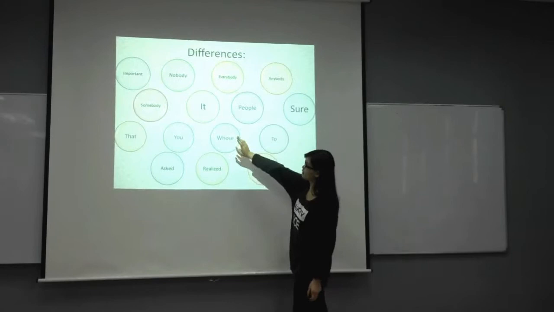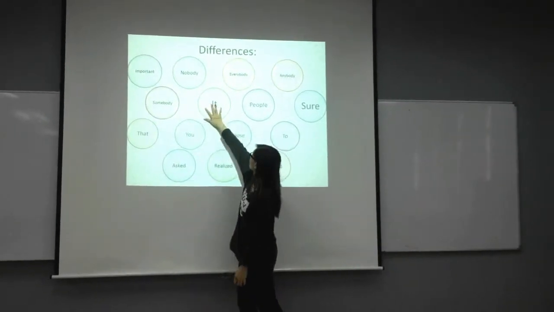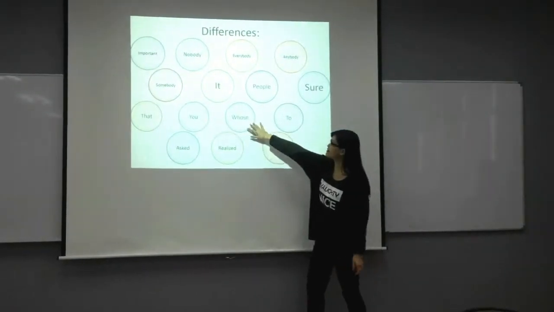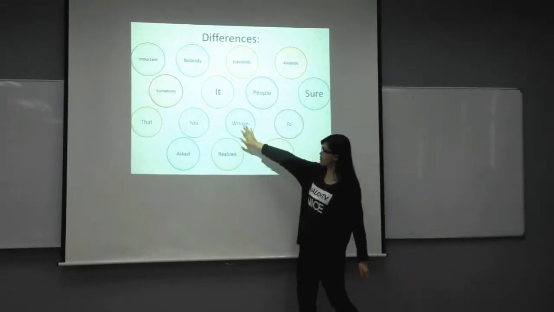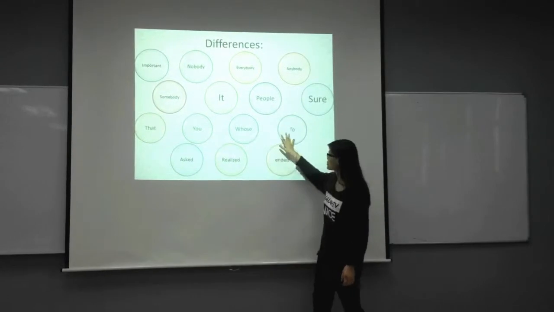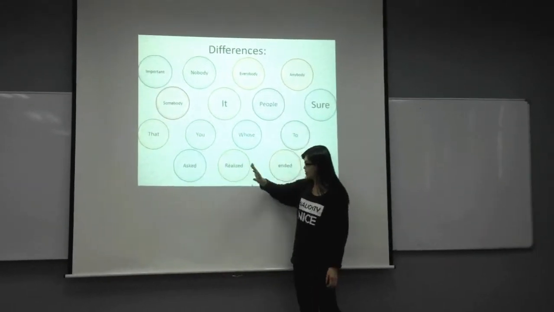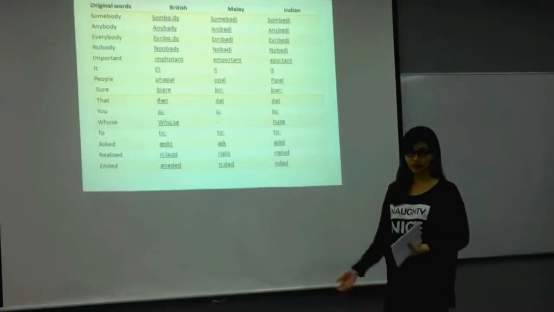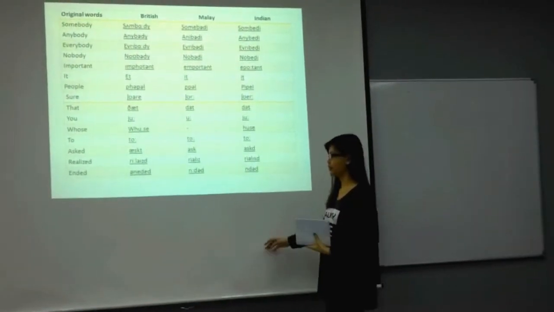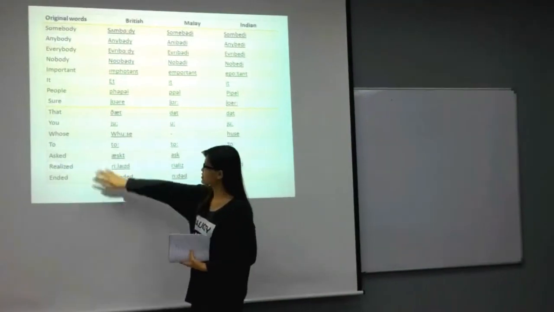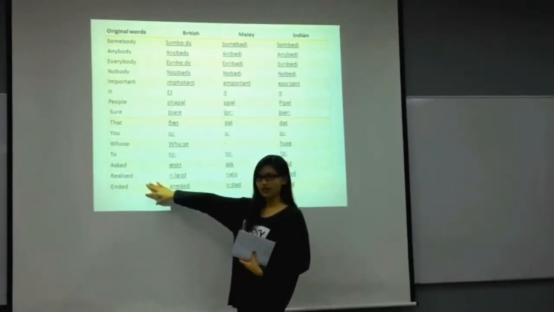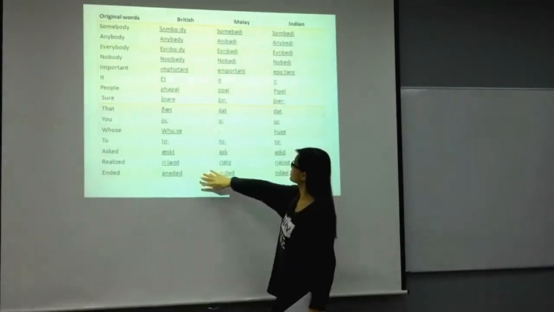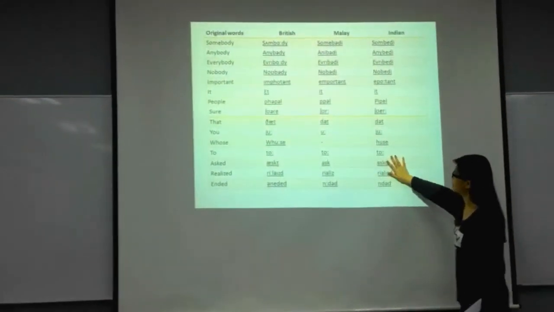The first words are important, nobody, everybody, anybody, somebody, it, people, sure, that, you, whose, to, us, realize, and ended. Now I'm going to explain the phonetic words that are included. The first row is the original words. The second is British, Malay, and Indian.